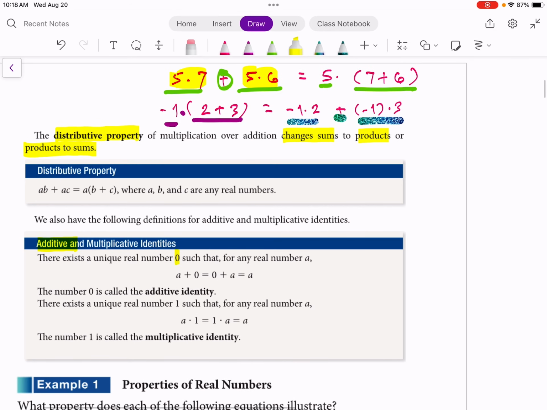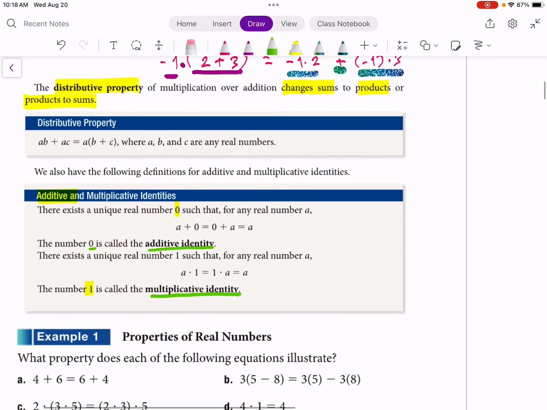In a similar way, there is a multiplicative identity, which is 1. When you multiply any number by 1, what do we get? We get the exact same real number. So square root of 5 times 1 is square root of 5. 10 times 1 is 10. -5 times 1 is -5. So we call 1 the multiplicative identity, and we call 0 the additive identity. These are the basic properties of the real numbers.